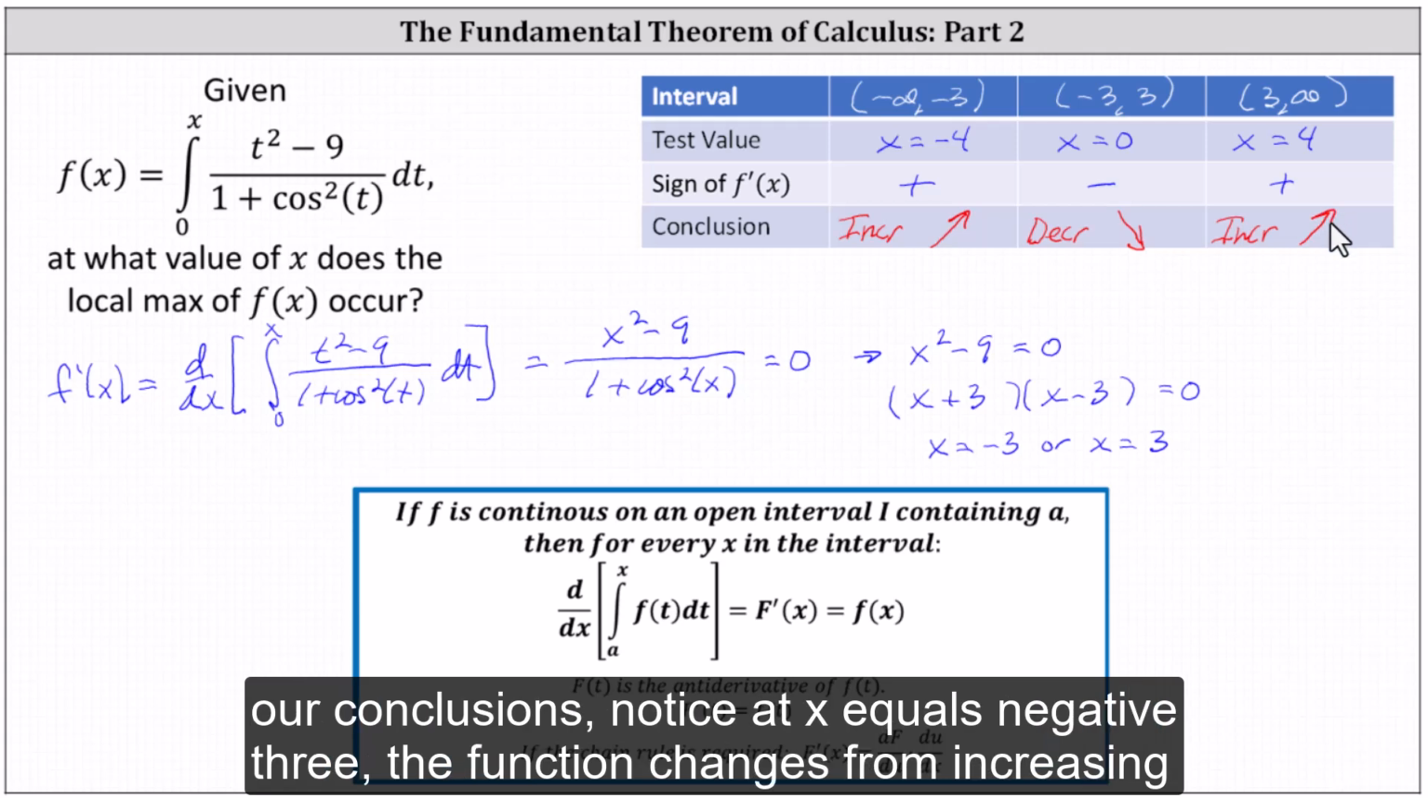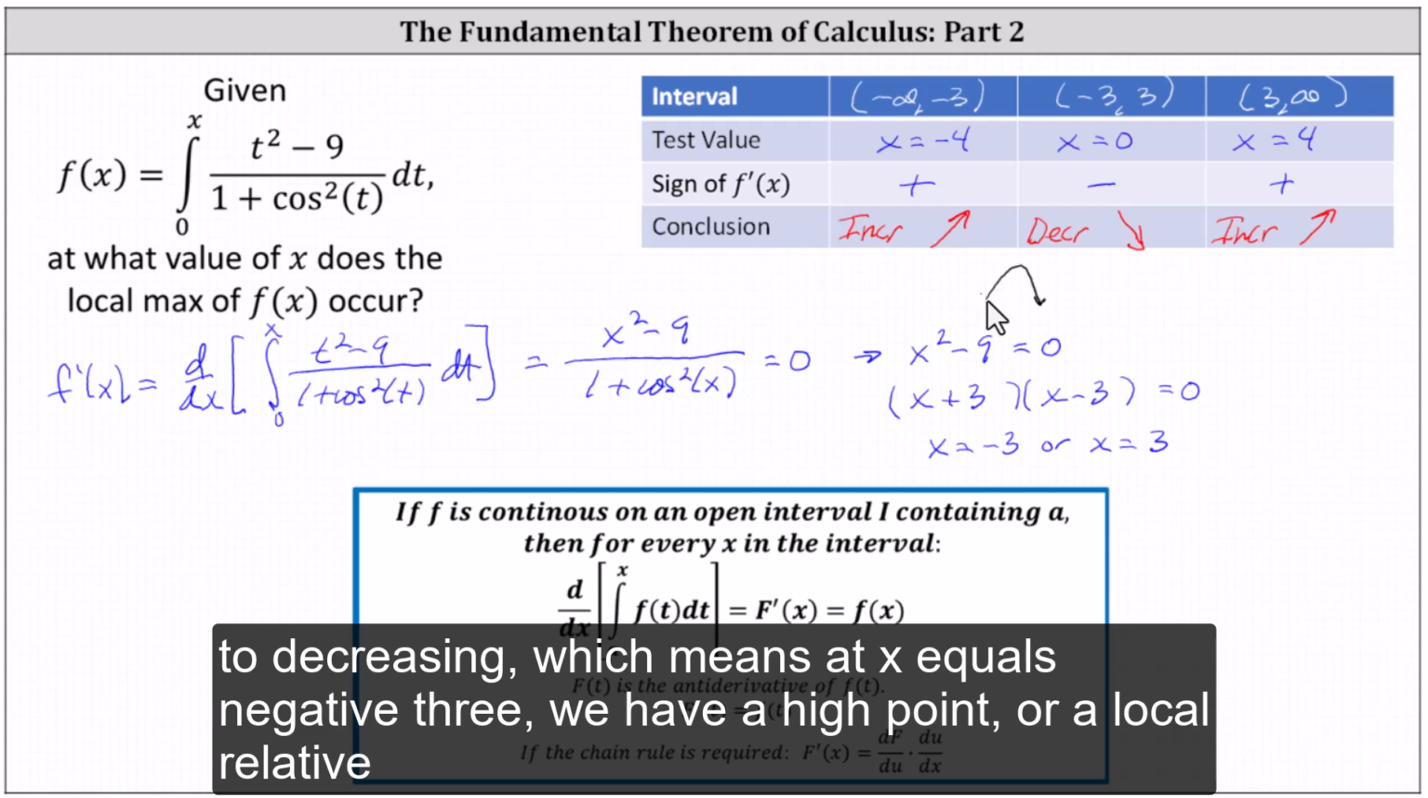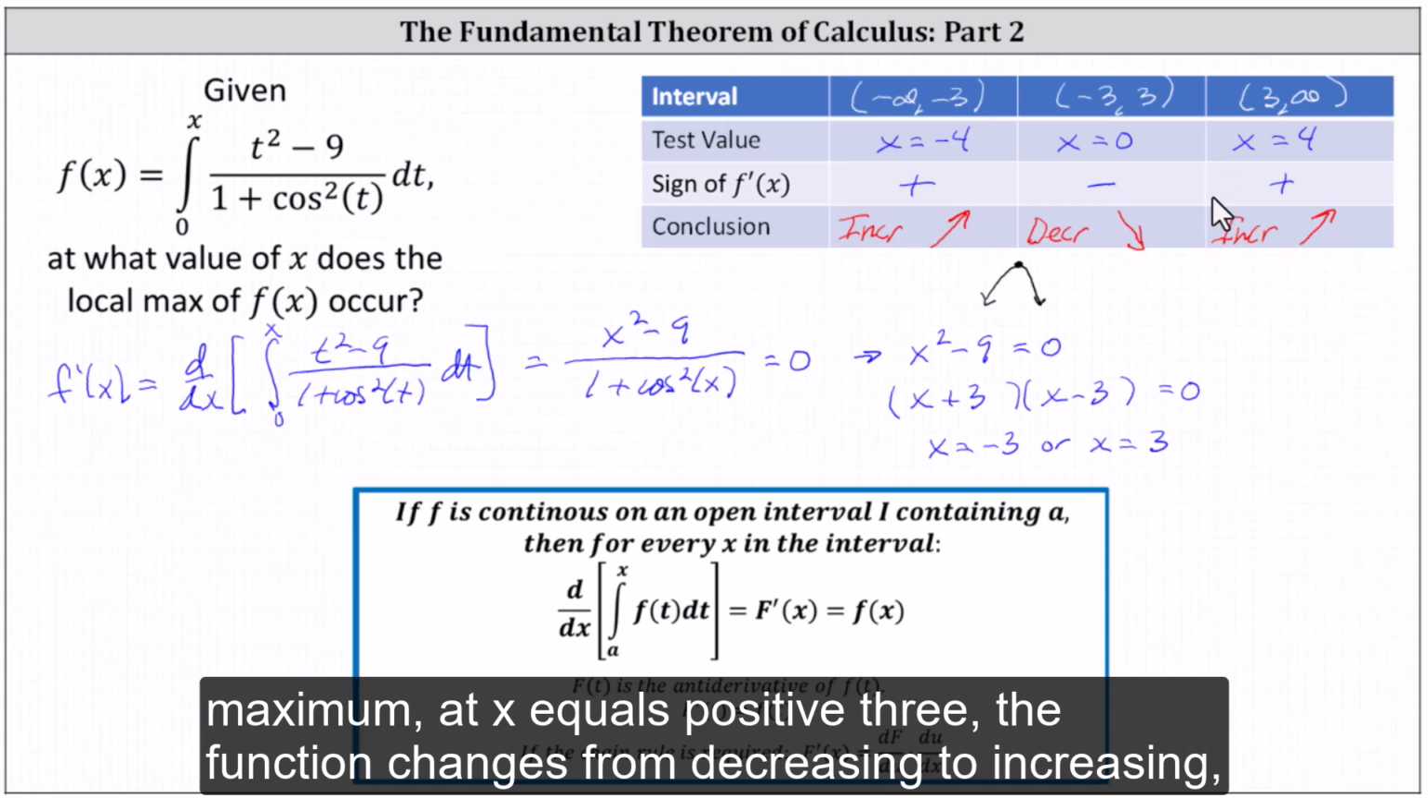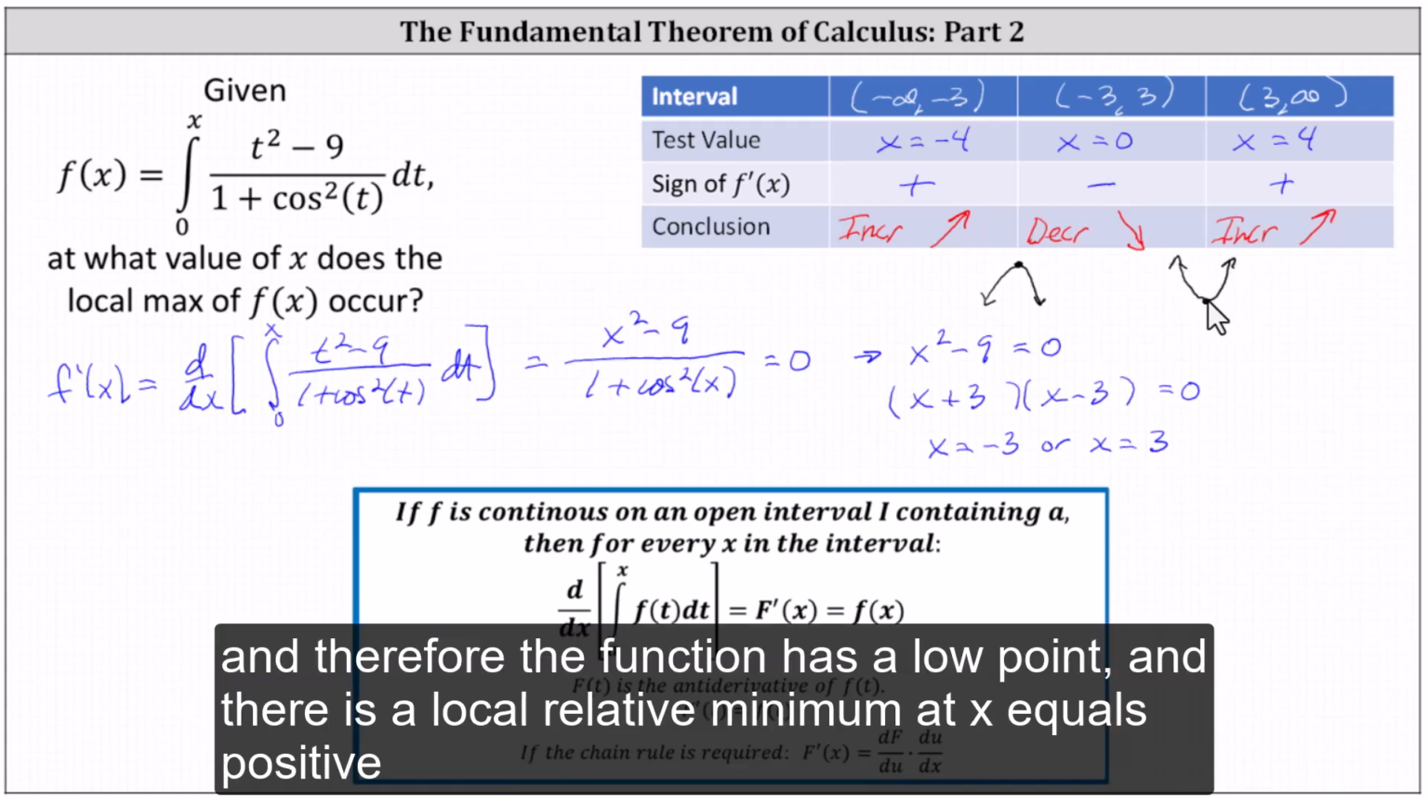And now analyzing our conclusions, notice at x equals negative 3, the function changes from increasing to decreasing, which means at x equals negative 3, we have a high point, or a local or relative maximum. At x equals positive 3, the function changes from decreasing to increasing, and therefore the function has a low point, and there is a local or relative minimum at x equals positive 3.